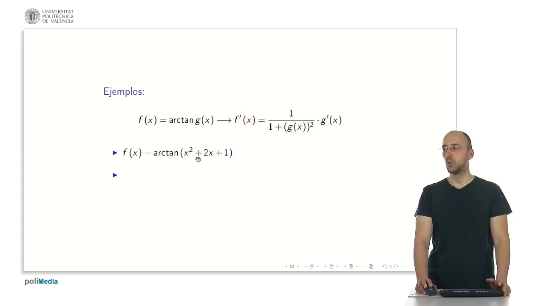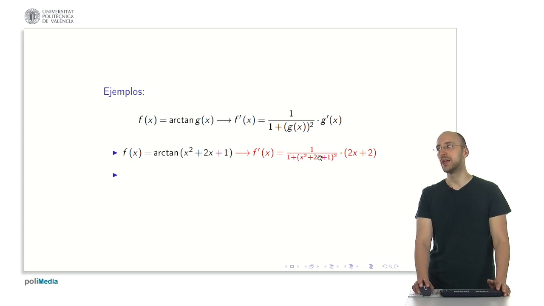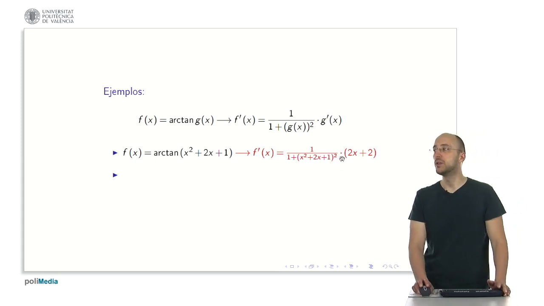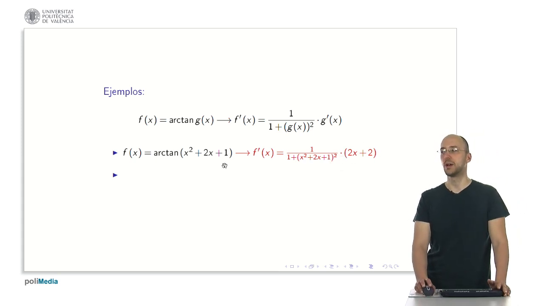Let's calculate the derivative of the arctangent of x squared plus 2x plus 1. First, let's identify g of x, which is x squared plus 2x plus 1. Now, let's apply the rule. If you notice, we would have to put 1 over 1 plus. So far, it's the same. Now, the function g of x is all of this, so I take the entire expression and square it, because the formula tells me to square it. Then, I multiply by the derivative of the function g of x, which is the derivative of this function.